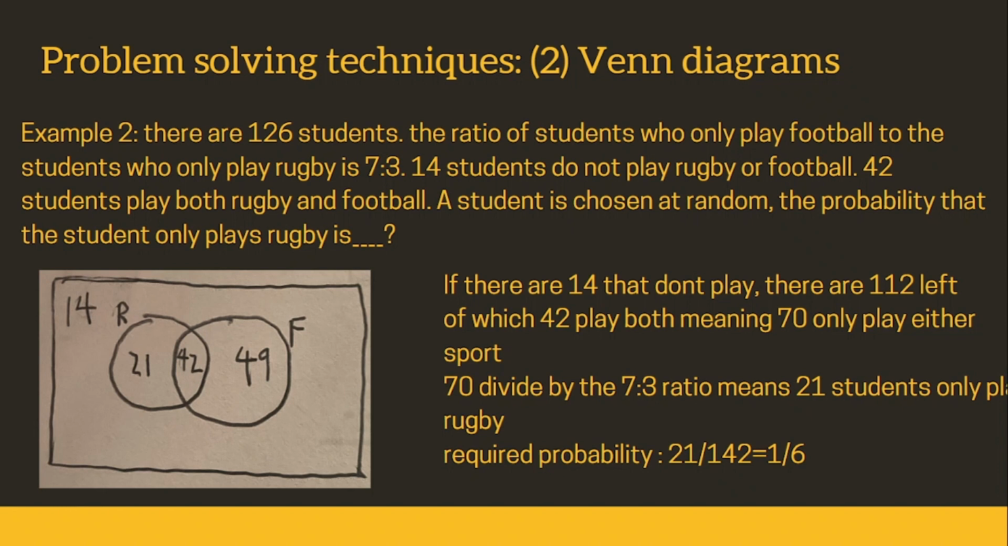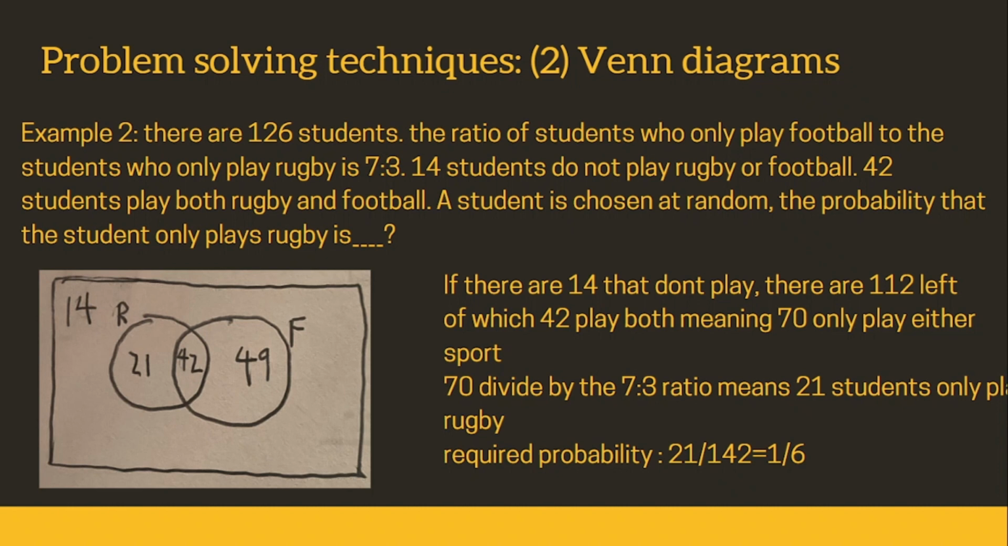So we try and use our Venn diagram to lay out all the information we have. There are 14 that don't play. Minus that from the 126 means that we only have 112 left. Since there are 42 playing both, that means there are 70 people that only play one sport, or just once.